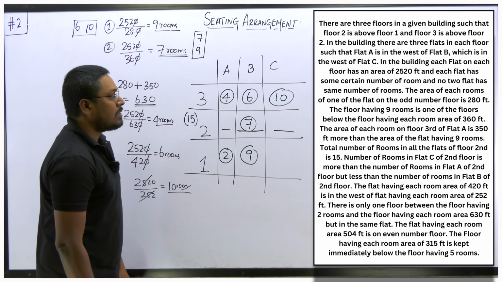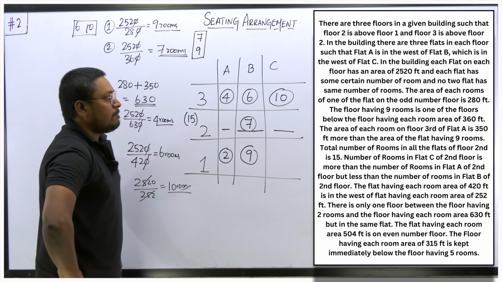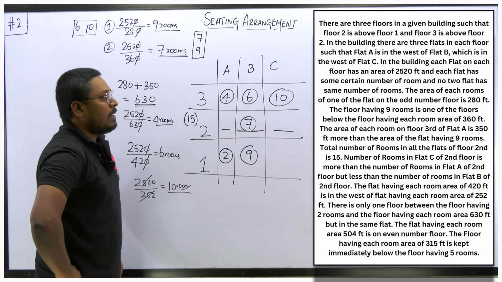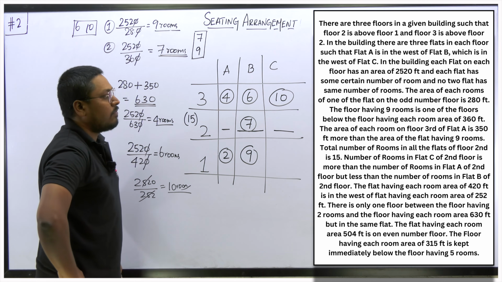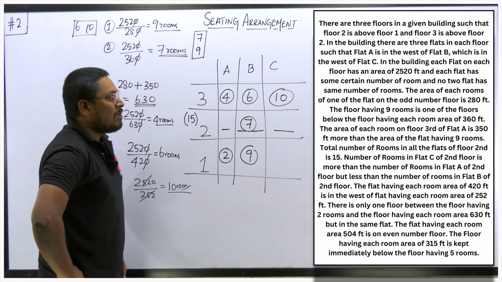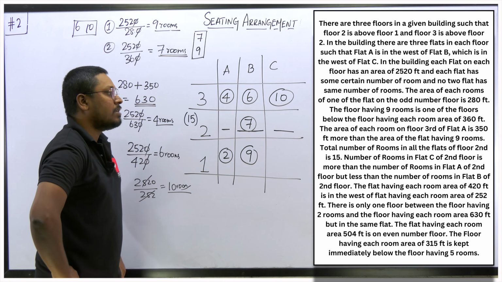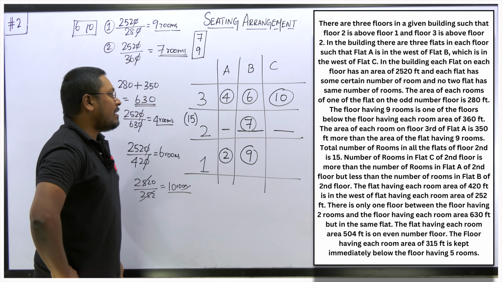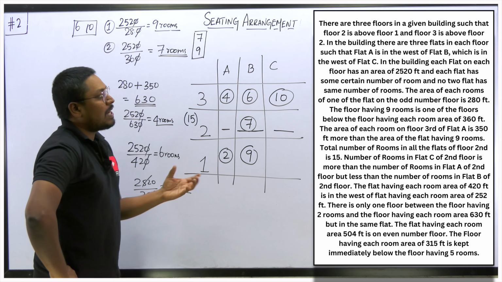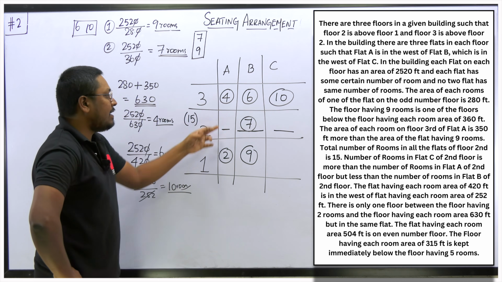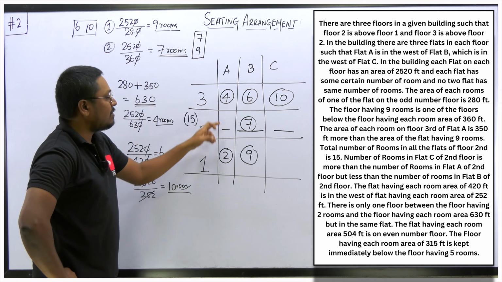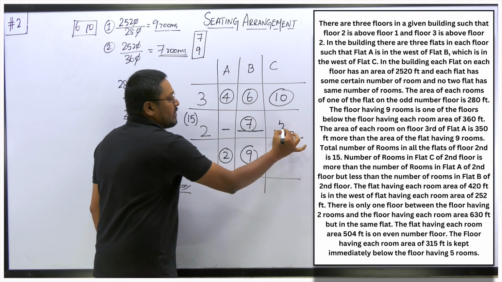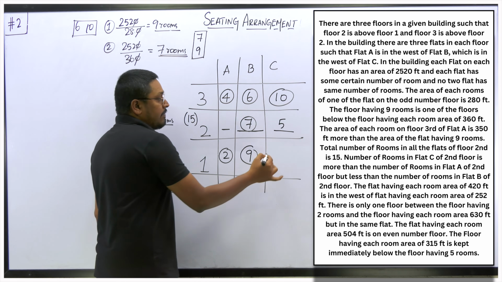Okay. So what are all the points remaining? The flat having each room of 504 feet is on the even number floor. The floor having each room of 315 feet is kept immediately below the floor which has 5 rooms. So immediately below 5, the flat should have 315 feet. So definitely 5 should not be fixed here. Why? Because immediately below 5 is 315 square feet. So definitely this is not possible. So 5 should be fixed here and the 315.